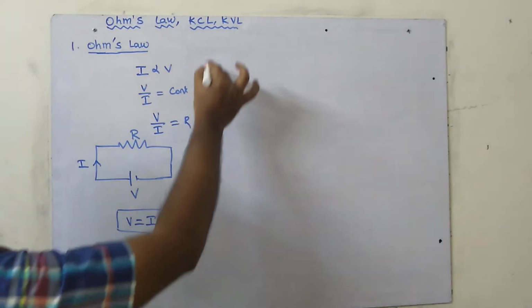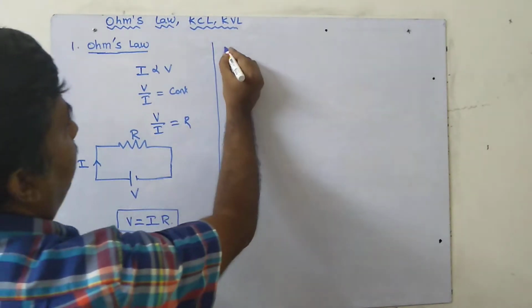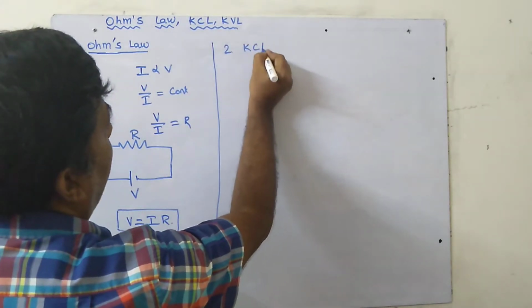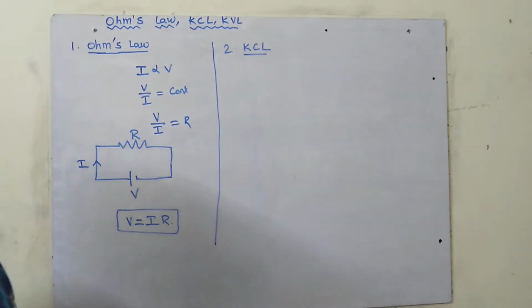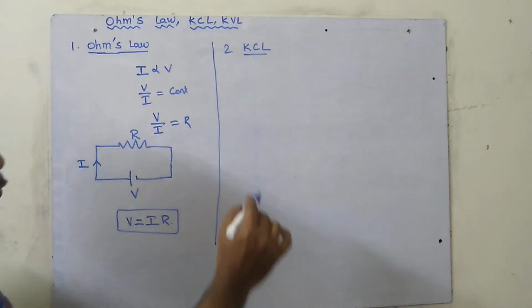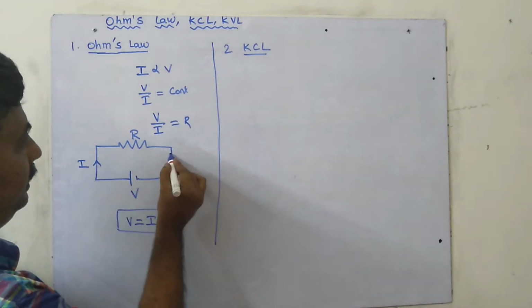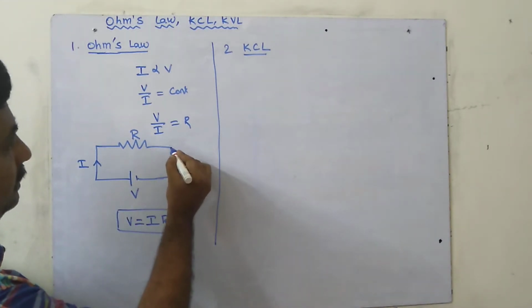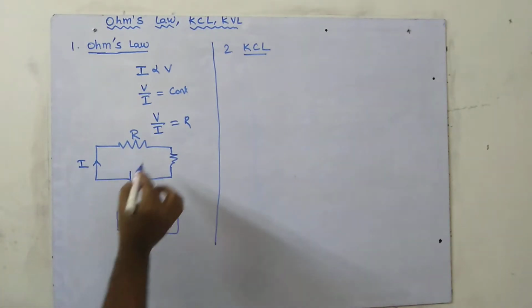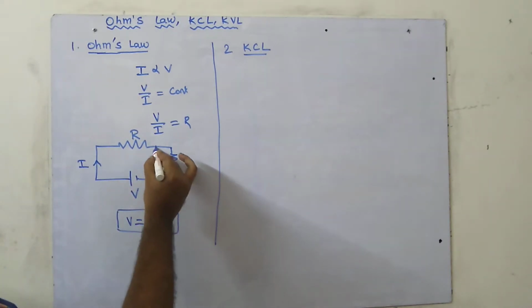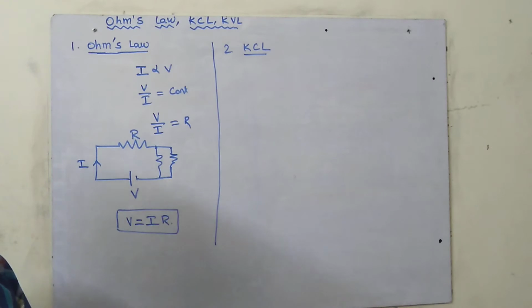What is the second one? Second one, KCL. What is KCL? Kirchhoff's current law. In a junction or node. What is meant by junction? If there is an electric circuit like this, this point is called a junction. If there is another circuit like this, this point is also called a junction. Junction or node.